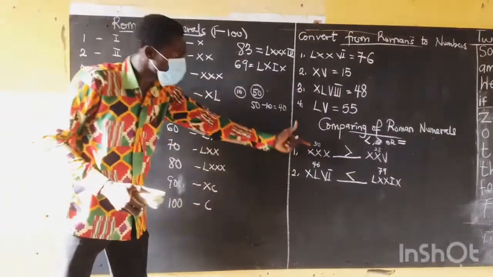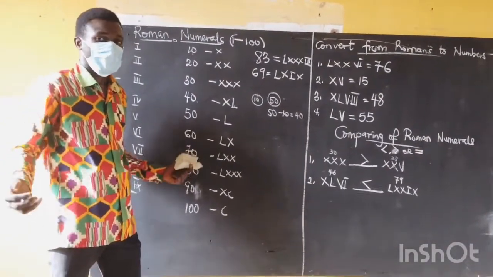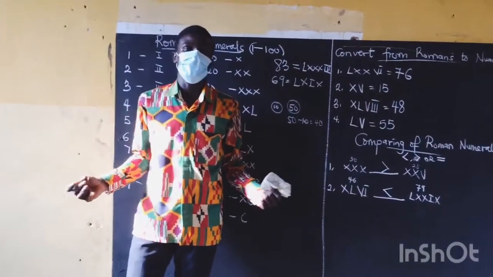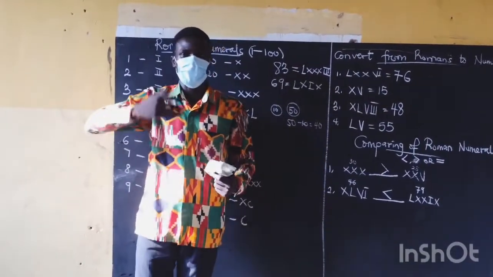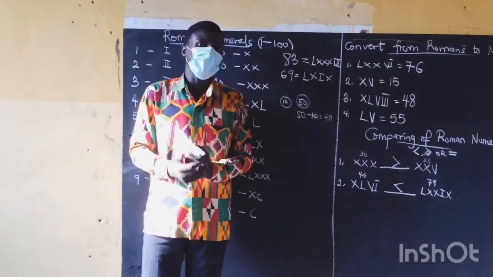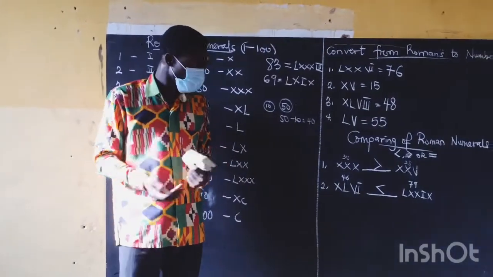You can also use Roman numerals and add. You can also use these same Roman numerals to subtract. Now, if you know the Roman numerals, adding will be easy for you. Before you add, you convert the Roman numerals into numbers. You put them together, then you convert the number back to Roman numerals.